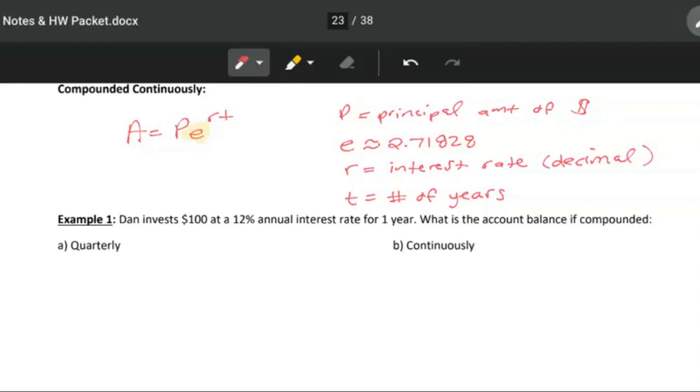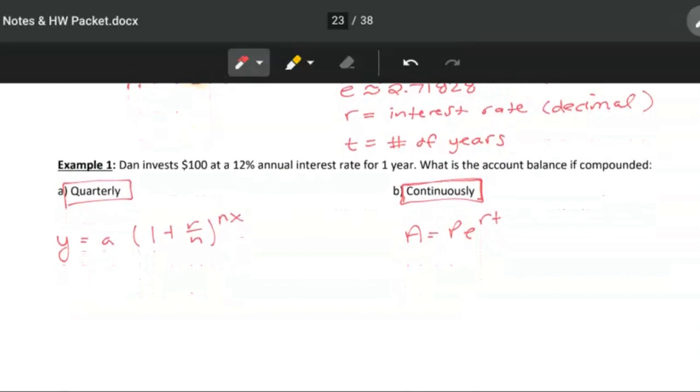Invest at a 12% annual interest rate for 1 year. What is the account balance if it's compounded quarterly and continuously? This is a little bit of old material, a little bit of new material. When they say compounded continuously, that's that new formula we just talked about. That formula is going to be your A equals Pe^(rt). But compounded quarterly is 4 times a year. That was that y equals a(1 + r/n)^(nx). So we have different formulas, and you just have to remember these formulas.